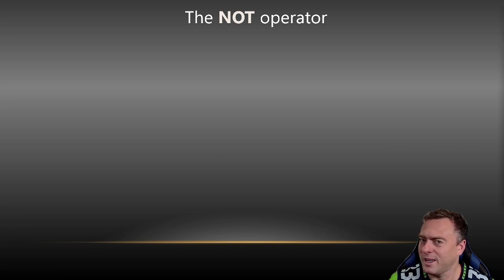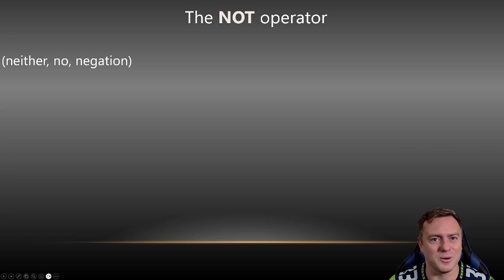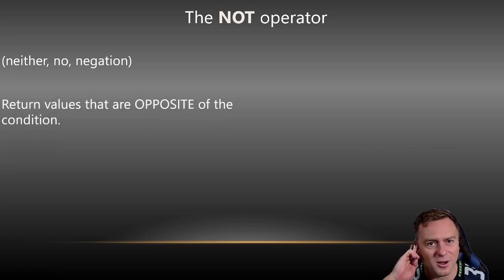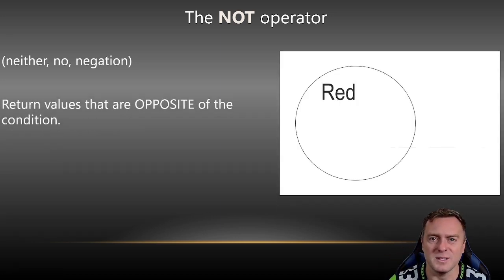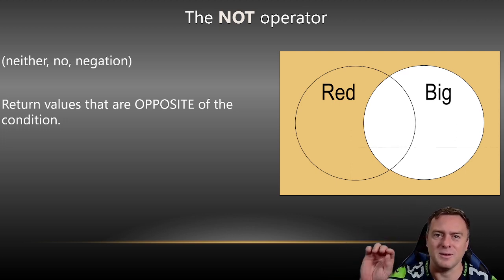So what you should see now, if we keep going from here, is the NOT operator. The way the NOT operator works is it's neither, no, or a negation, and it returns values that are opposite of the condition. So if you start here with red, then big, anything that's not big is everything that's outside of that circle. Think of a fortress: NOT means everything outside is not big. That includes everything that's not red and not big, and also everything that's red and not big.